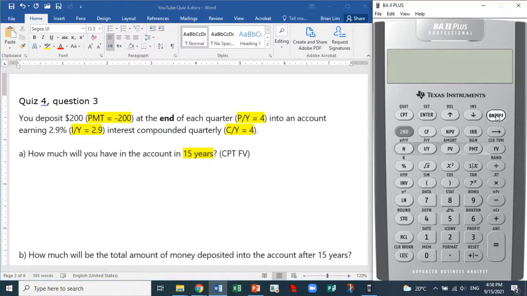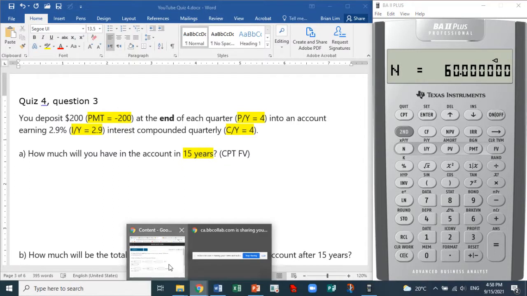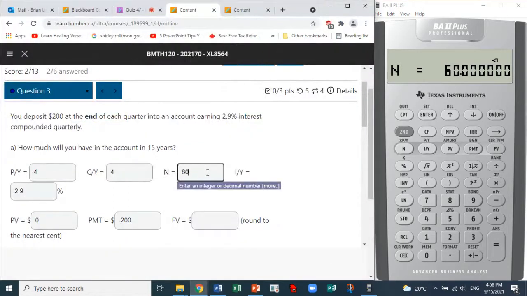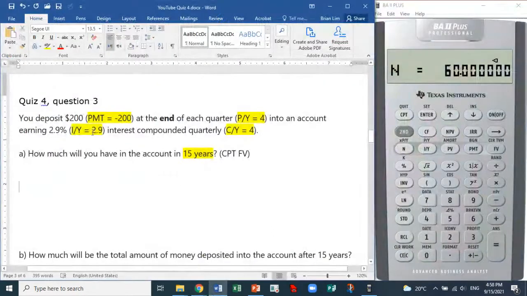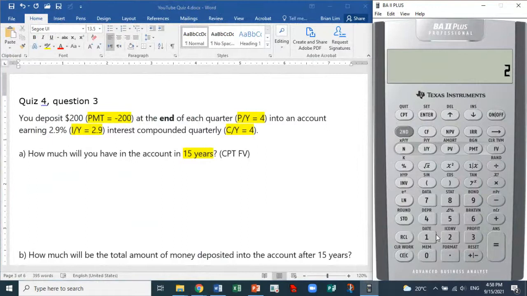We can work from here. We turn on the calculator. So second IY, that puts us for the PY value, which in this case is 4, enter. We go down, CY is also 4. We could either leave it or we could enter. And we quit, second CPT. Now it's 15 years, so as we would do, we put the 15 and we go second N. So N turns out to be 60. If we wish, we could come in here and enter the value so we don't forget that that value is indeed 60. Okay, IY is 2.9.